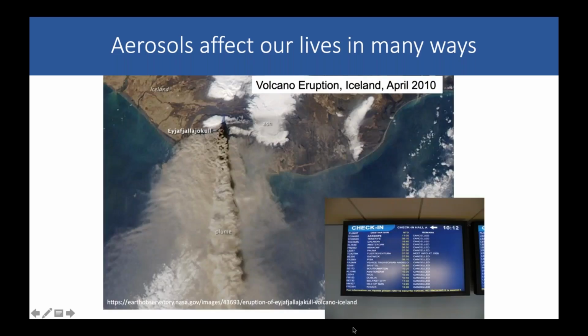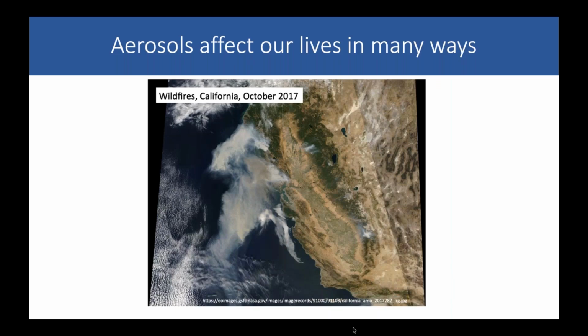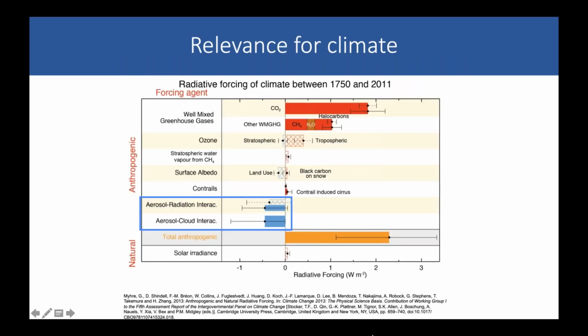Then aerosols affect our lives. A few years ago, there was a big volcanic eruption in Iceland, which grounded many flights. Aerosols also affect our lives when you think about wildfires, which happen very frequently now. Here is shown an example from wildfires in California that can be seen from space. So we see the biomass burning plumes emerging here from areas with fires going over the ocean.